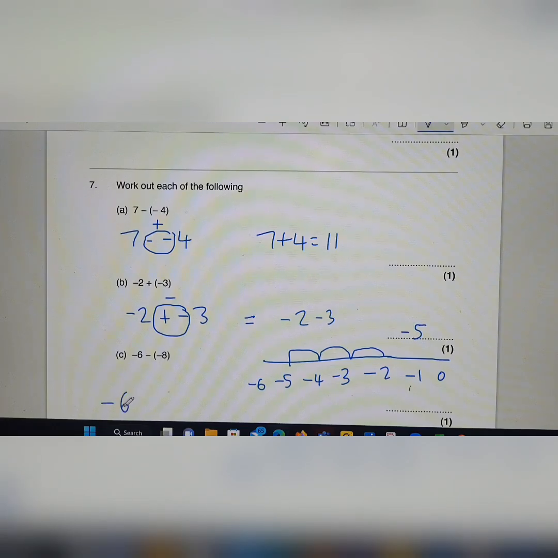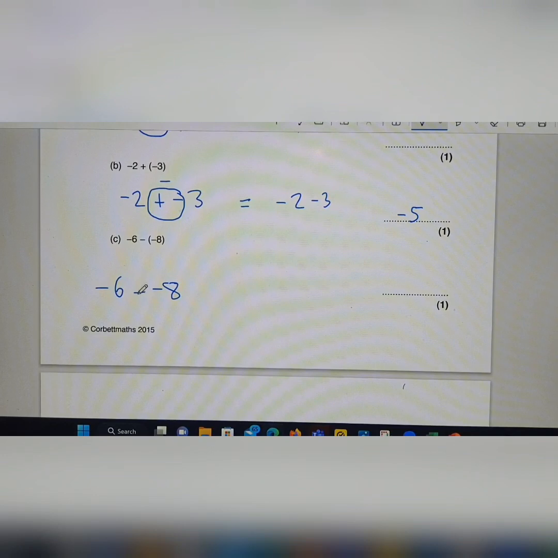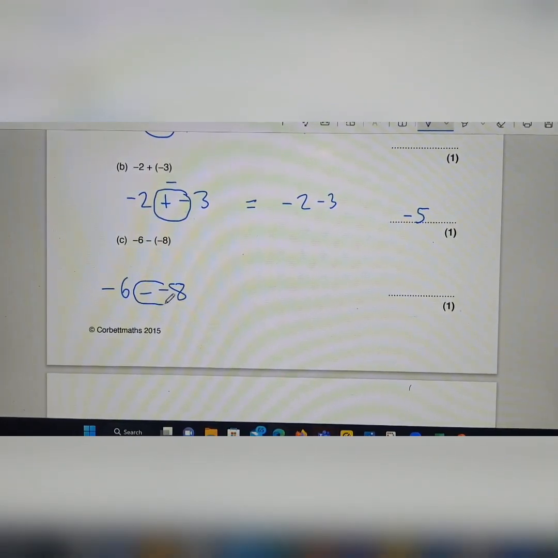Okay, have a go at this question. -6 minus -8. Pause the video. Okay, so -6 minus -8. I'm looking at the minus and the minus next to each other. I'm going to draw a circle around it. They're both the same, so I'm going to put a plus there. So the question changes to -6 plus 8. So -6 add 8. So I'm moving closer to 0.